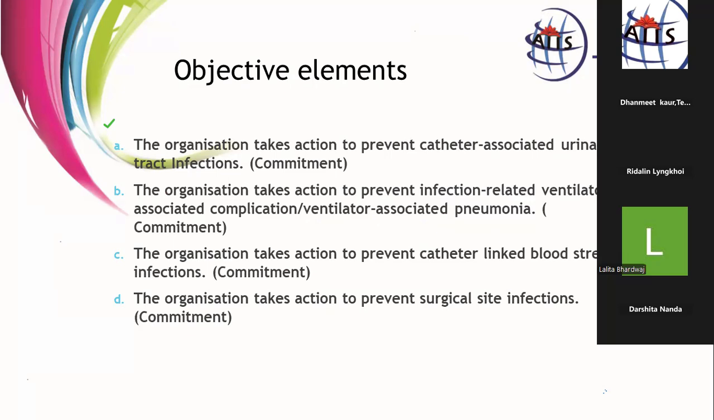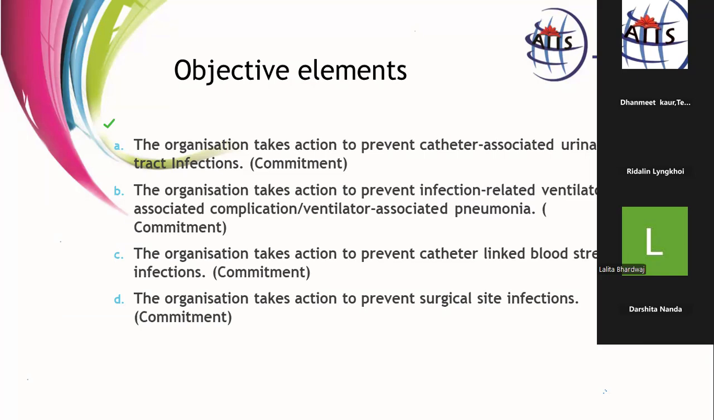You have to note down each and every patient in whom any device is introduced. If any device is introduced for any patient in your organization, you have to write it down and monitor these patients, monitoring the parameters for reducing hospital nosocomial infection. There are 4 indicators. First, the organization takes actions to prevent catheter-associated urinary tract infection. This is a commitment. These all are commitments.